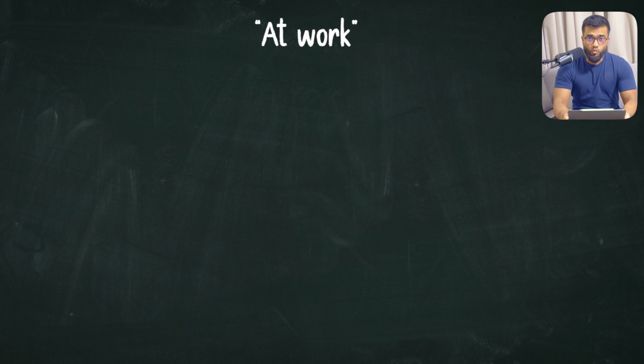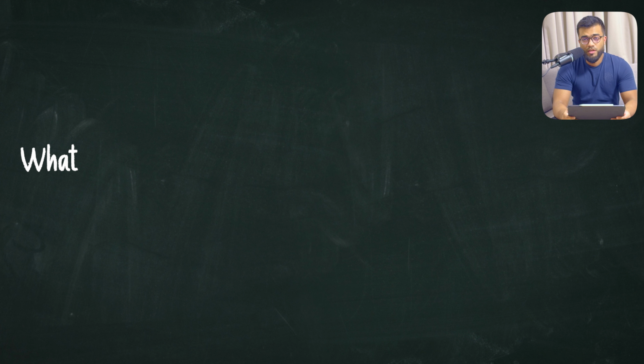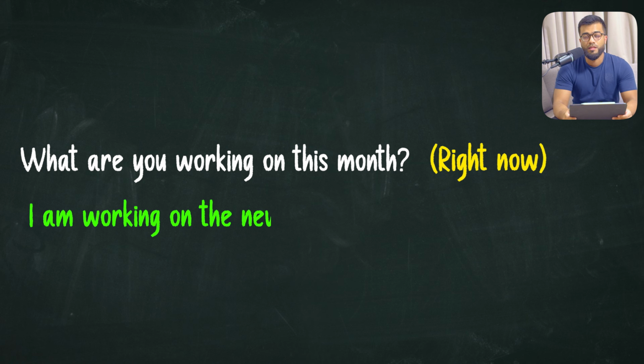Let's try it. At work, a new colleague asks you, what do you do? Usually or right now? Usually. Your job is a usually thing. So your answer should be, I work in HR. Later on, your manager asks you, what are you working on this month? Usually or right now? This month. So choose right now, or this period of time. So your answer should be something like this. I am working on the new policy. Same person, same job, two forms, because the question changed.